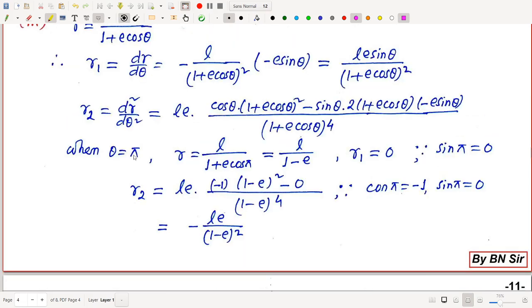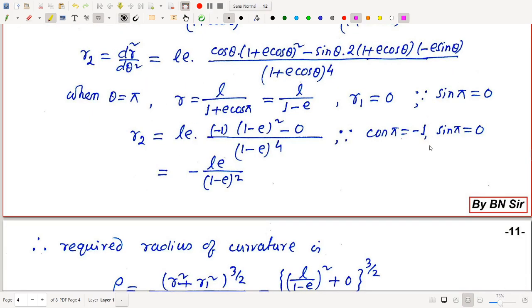and our question is here we have to find the radius of curvature at the point theta equal to pi. So when theta is pi, r is L by 1 plus e cos pi, cos pi is minus 1, so it is L by 1 minus e. r1 is in terms of sine, in the numerator sin pi is 0, so that's why r1 is 0. r2 is L e into, see here is sin theta, so sin pi is 0, so we are not writing this part, 0, and here cos pi is minus 1, so 1 minus e square minus 0 by (1 minus e) to the power 4, so finally it is L e by (1 minus e) square, because we can simplify square and 4. Cos pi minus 1, sin pi 0 used.